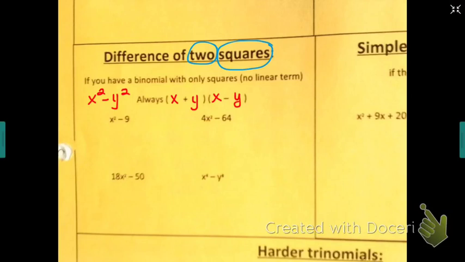Okay, so here's what we do. You write the two parentheses, x and x, because x times x is x squared. 3 and 3, because 3 times 3 is 9. One's a plus and one's a minus, and that's it.